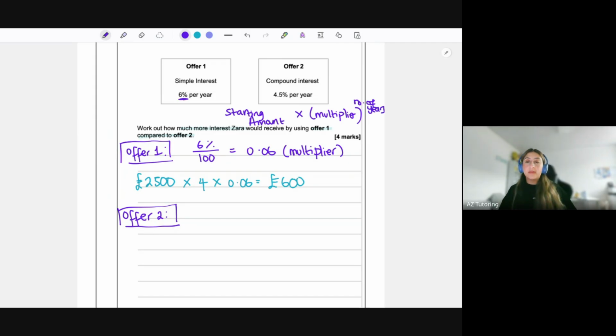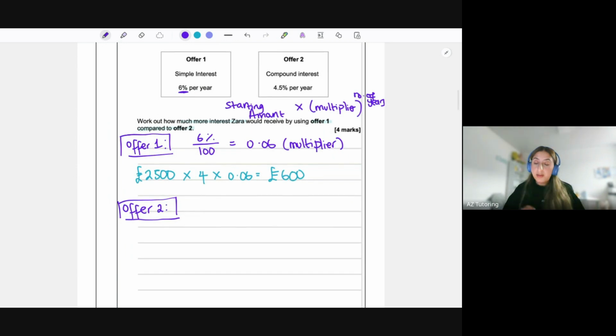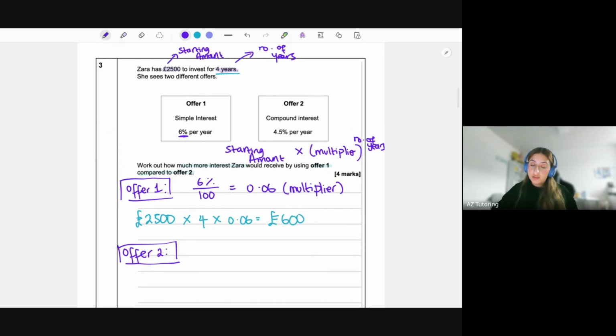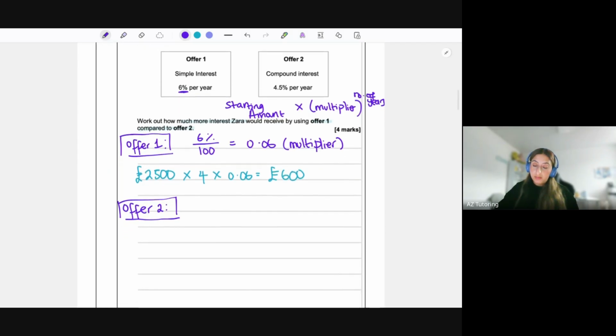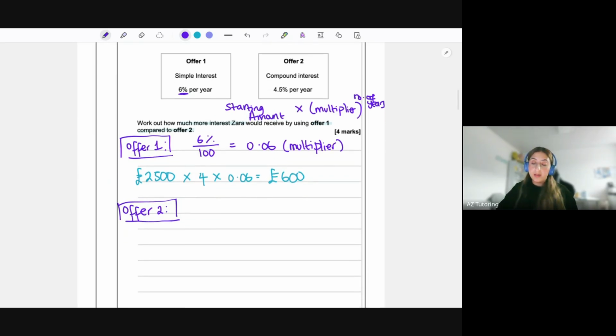Because the starting amount is given to us and the number of years is given to us, we need to find the multiplier. With compound interest, if it's a percentage increase, you do 100 plus your percentage, divided by 100. If it's a percentage decrease or a loss, it's 100 take away your percentage, divided by 100. In this case, she's increasing, so it hasn't said decrease or loss, so we assume it's an increase.